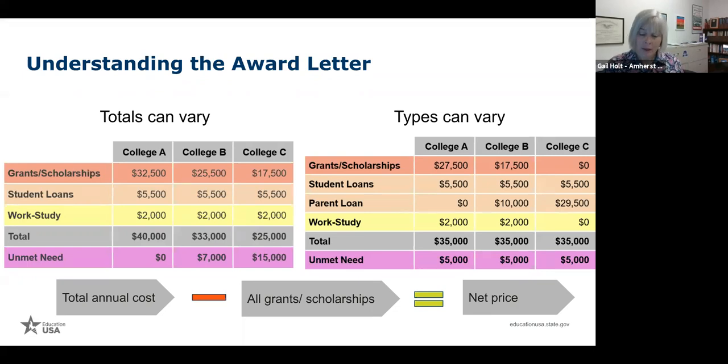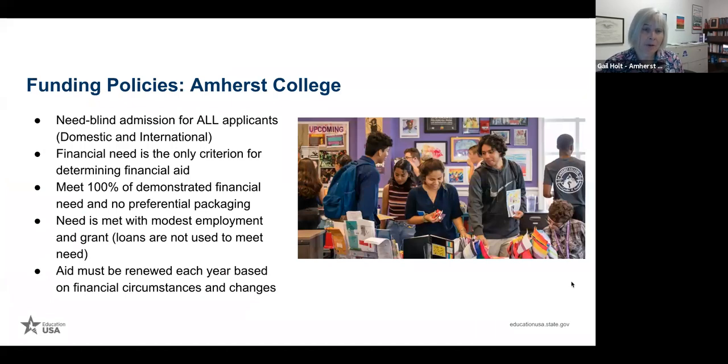So as you're assessing institutions, that's what you want to focus on. I'm going to close my section with a little bit about funding policies at Amherst College. What is distinctive about Amherst College is that Amherst is need blind for all applicants. That does include both domestic and international students, which, as I said, is quite rare. So no financial circumstances are part of an admission decision. Financial need is the only criteria that we use to determine financial aid.